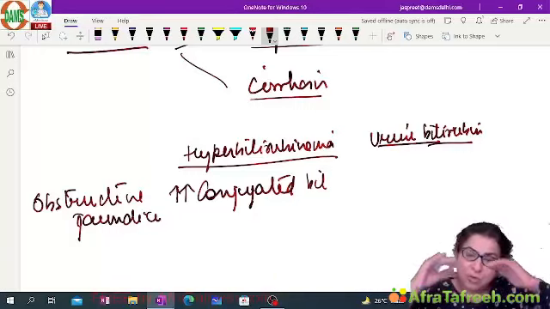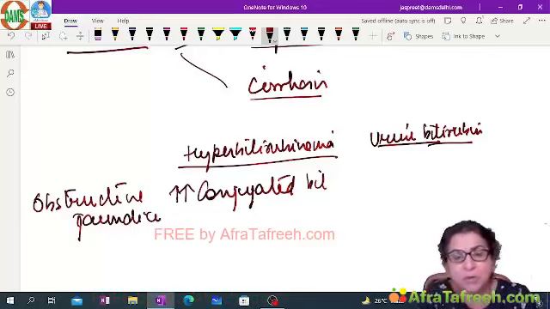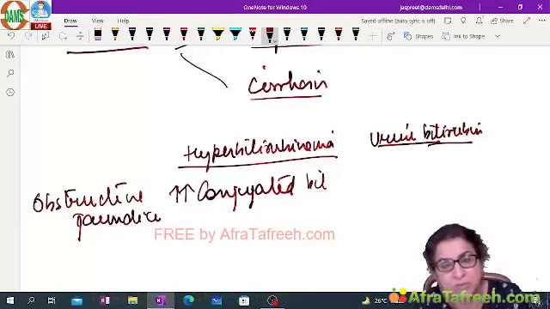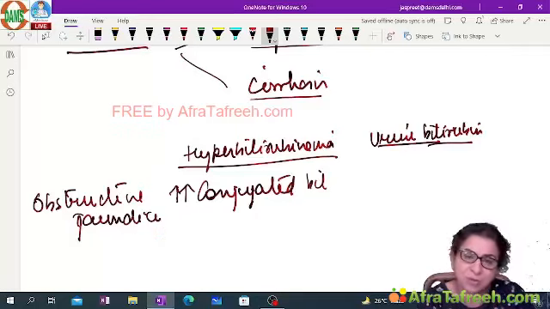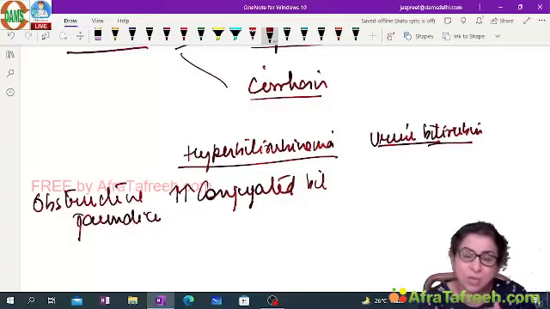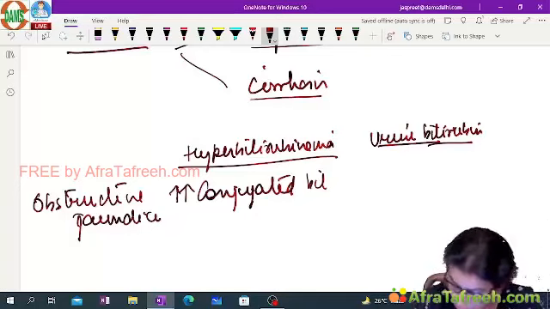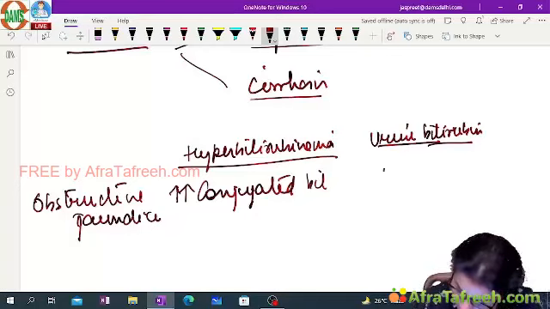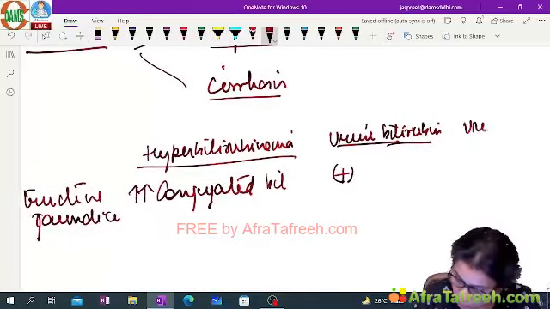Now conjugated bilirubin levels rise in the blood, and you know conjugated bilirubin is water soluble. Unconjugated bilirubin is not water soluble, conjugated bilirubin is water soluble. So because of obstruction, it cannot pass out through the stool, then stools become clay colored, one, and two, the conjugated bilirubin spills into the blood because it is water soluble, and it is excreted by the kidneys. So bilirubin is excreted in the kidney. So urine bilirubin is present in obstructive jaundice.